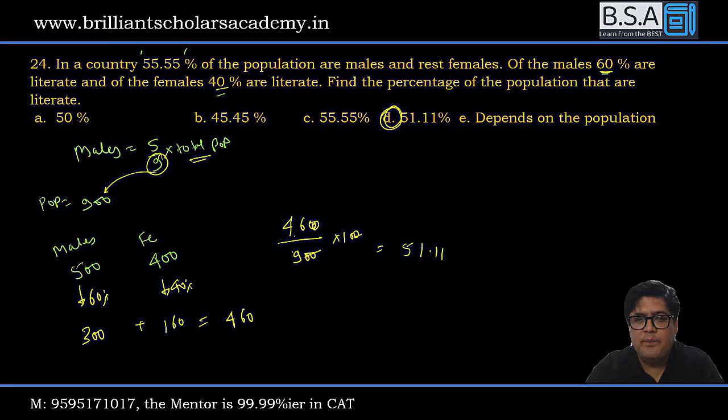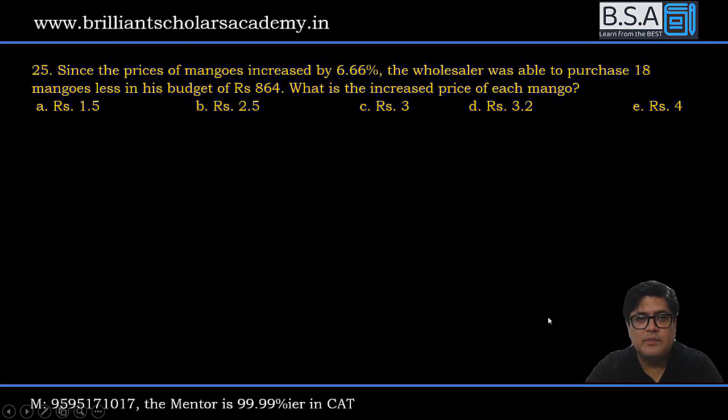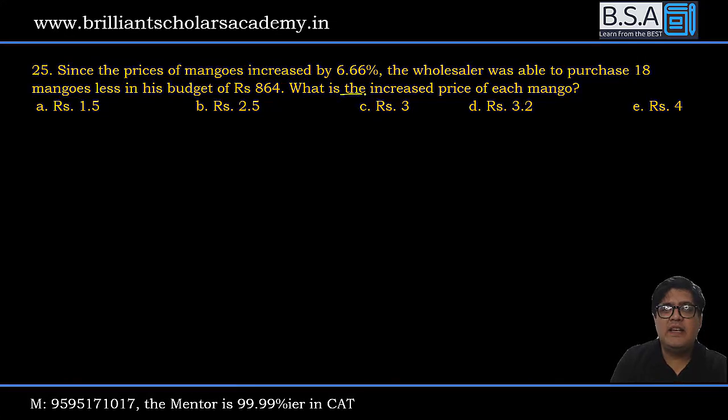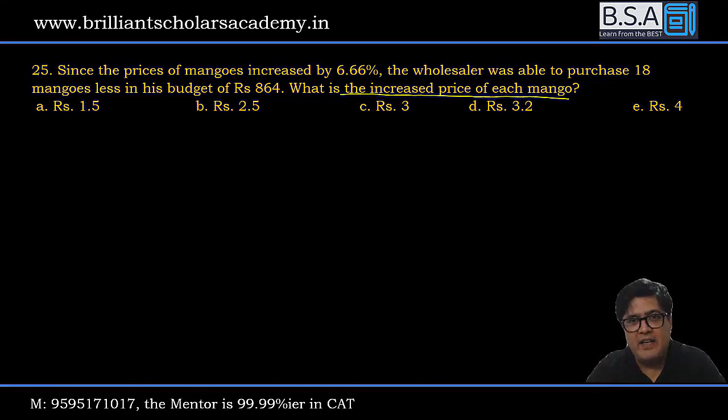चलो आगे बढ़ते हैं. Try this. You have earlier solved a similar question, so I would prefer अगर आप उसको knowledge को use कर पाओ यहाँ पे, you should have your answer in 2 to 3 steps. Since the price of mangoes increased by 6.66%, the wholesaler was able to purchase 18 mangoes less in the budget of 864. What is the increased price of each mango? एक एक मैंगो का बढ़ने के बाद रेट क्या है, बढ़ने के बाद.